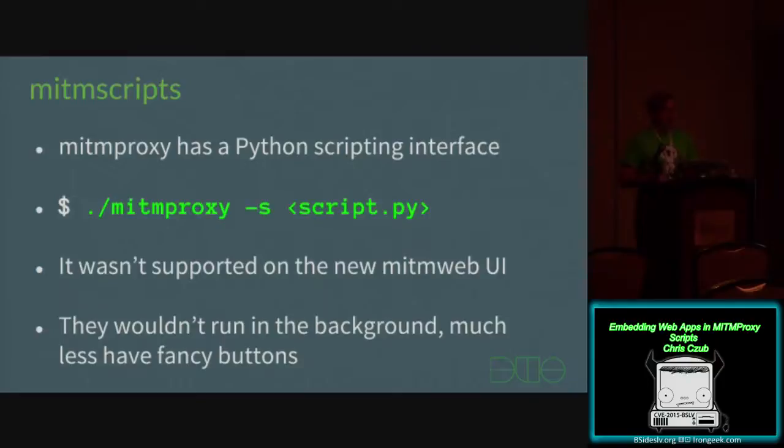It's had this scripting interface for a while, which you can invoke through any of the front ends by passing a -s argument on the command line, and then the name of the Python script that you're using. This was not actually supported on the MITMWeb UI when I started doing this work, so I brought the support in, got it all working. So scripts wouldn't even run in the background, much less have fancy buttons in a web UI for you to click.